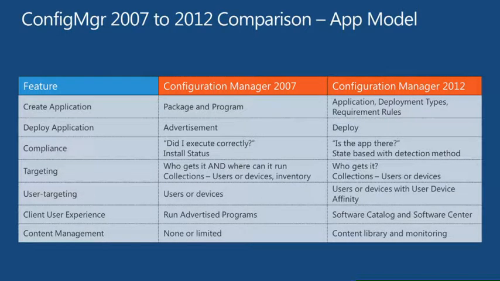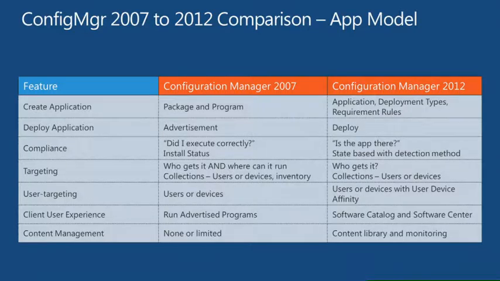So we have made it smarter in 2012. With user device affinity, Configuration Manager is able to understand the relationship between the user and the device. If it's not my primary device, I may not get that application. So it's a smarter way of user targeting.